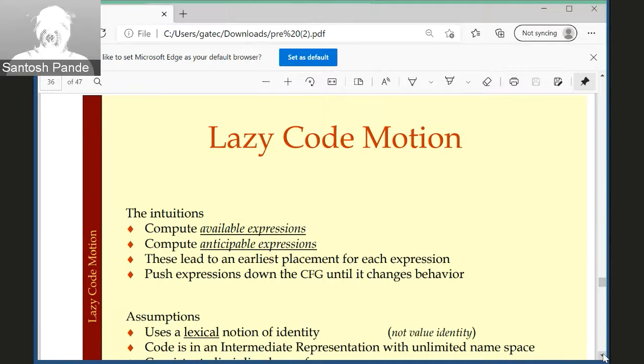So anticipatability tells us that along all those paths that we are encountering, the expression is really evaluated. So basically it tells us that the expression's evaluation is there, and by looking at that particular program point, we know that the expression's evaluation is there.